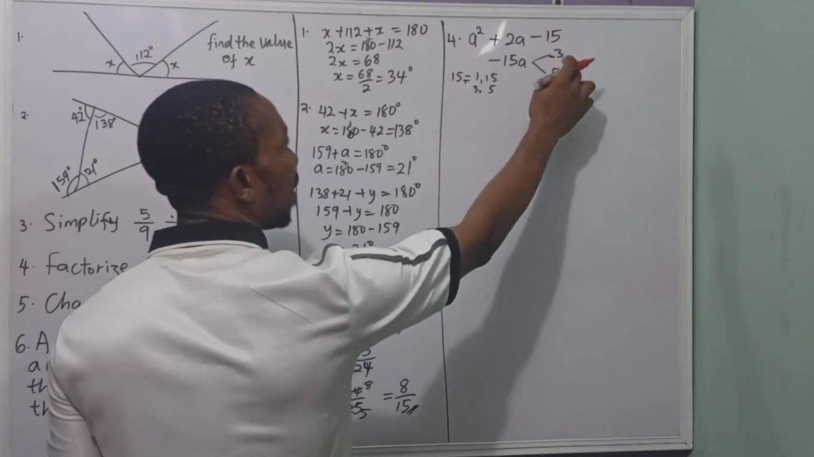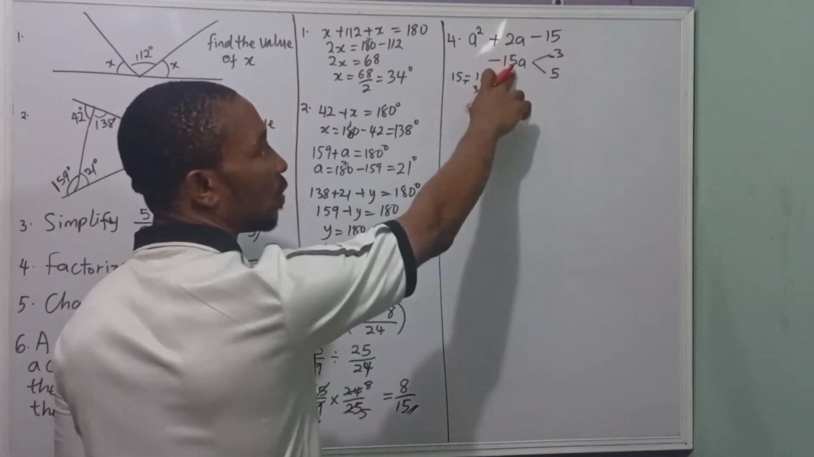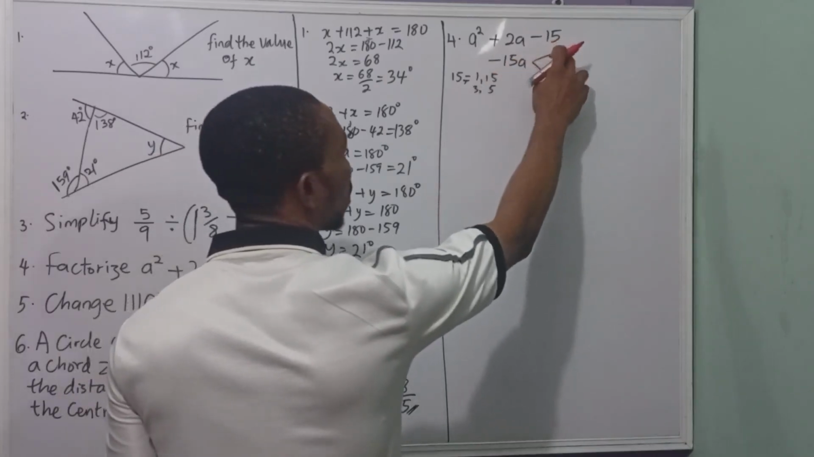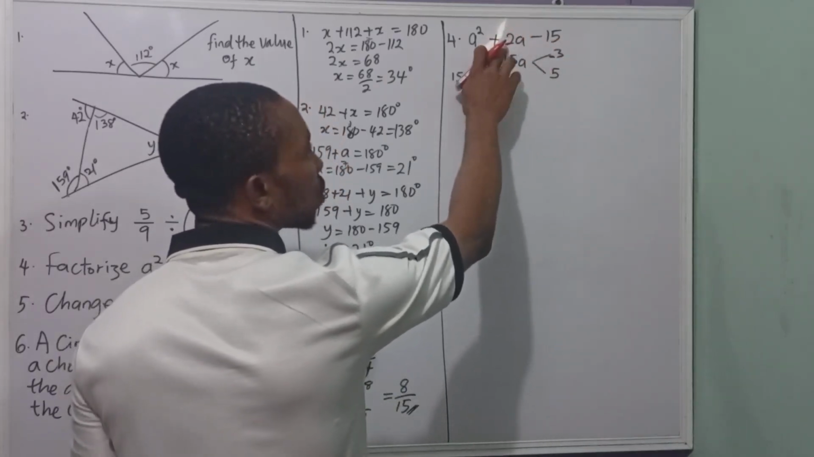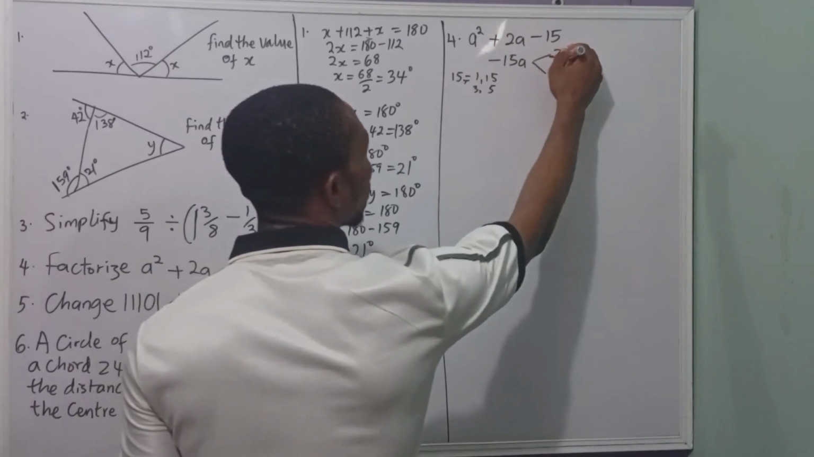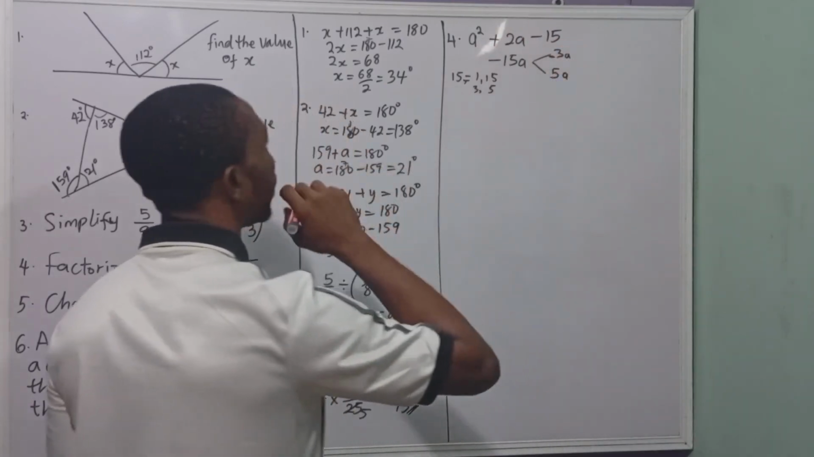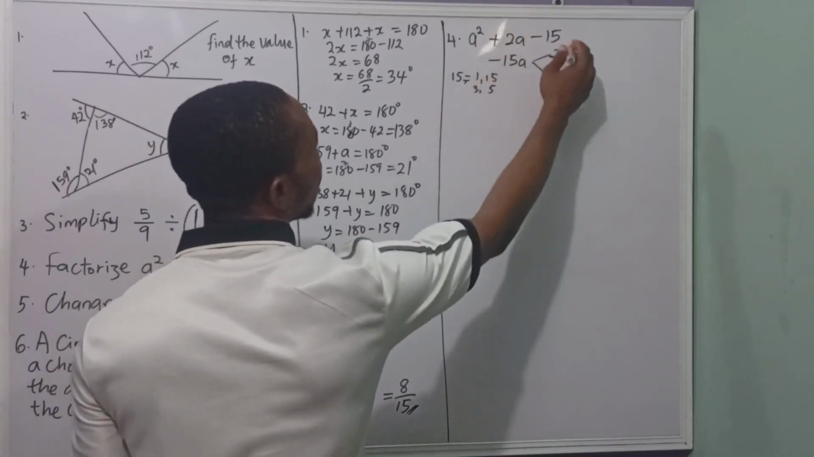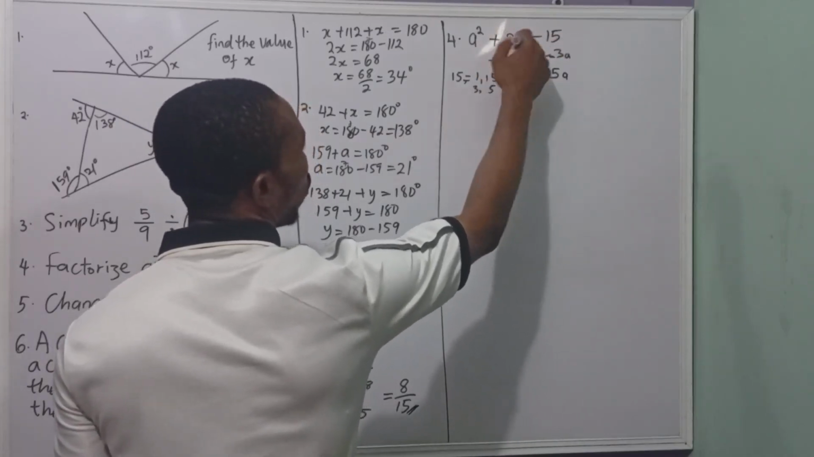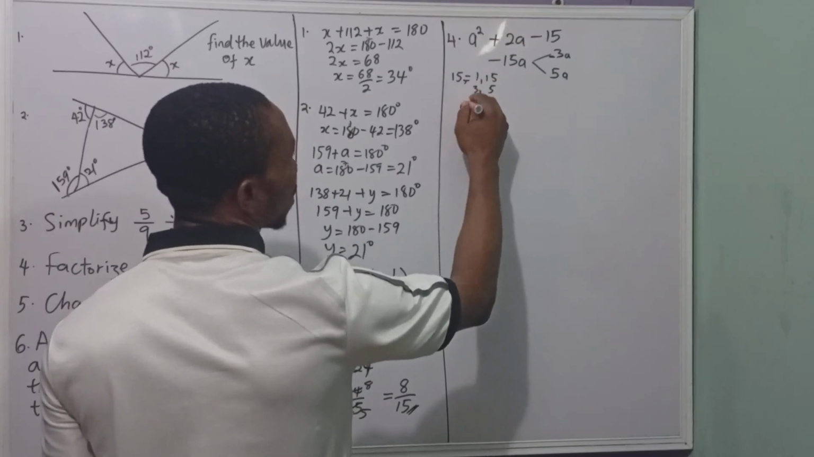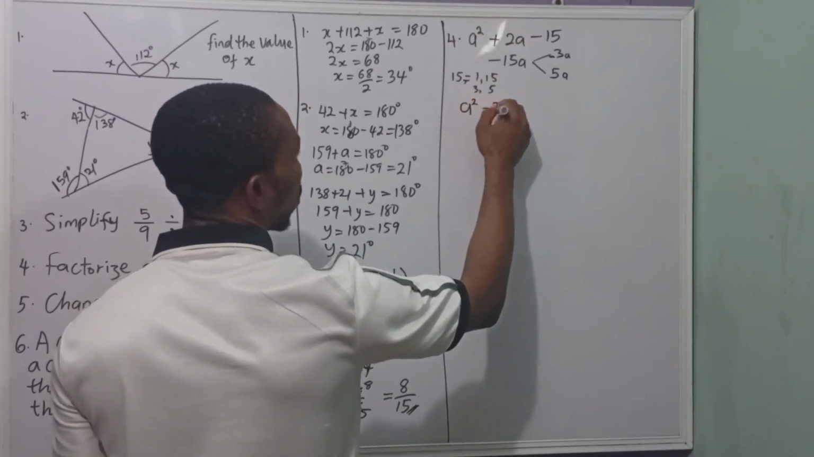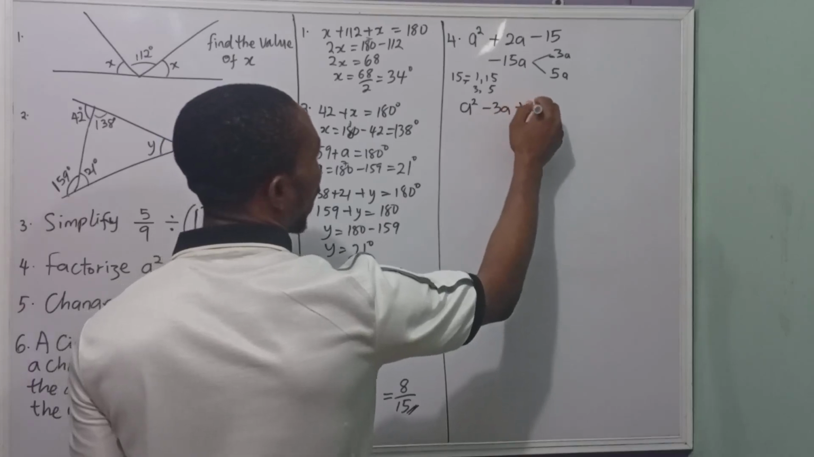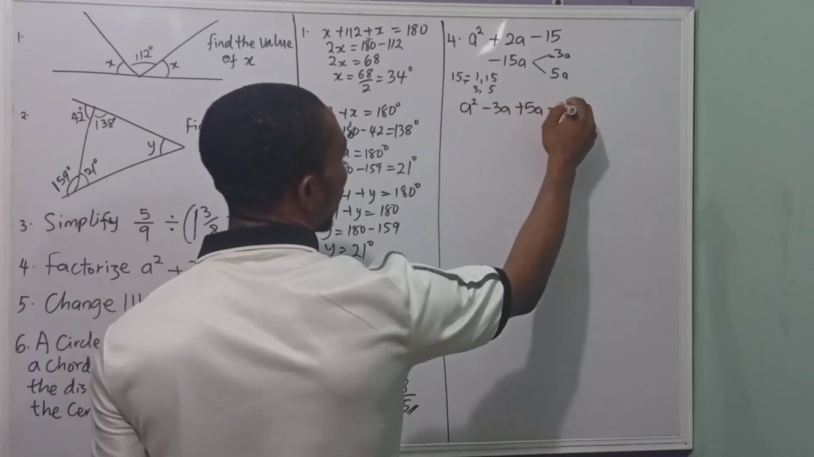So minus 3 times 5 gives us minus 15. Minus 3 plus 5 gives us plus 2. So this becomes minus 3a and 5a. So now, replacing this new product here for 2a, we have it as a squared minus 3a plus 5a minus 15.